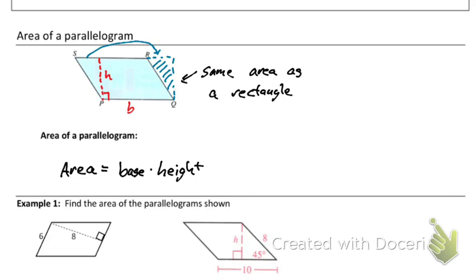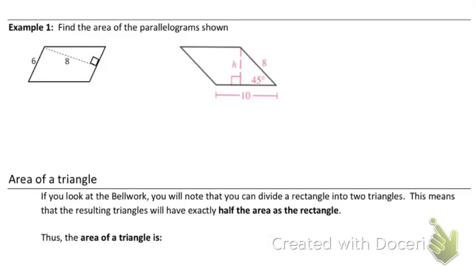All right, we have two examples. First example says, find the area of the parallelograms shown. Now, the reason why I put it like this, this one confuses people because they're just afraid to turn their sheet sideways. If you turn your sheet sideways, this 6 is the base. And this 8 is actually going to be the height of it. And we know it's the height because it has this 90-degree symbol.